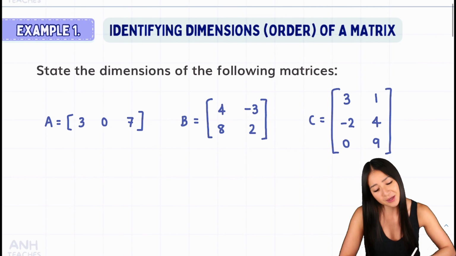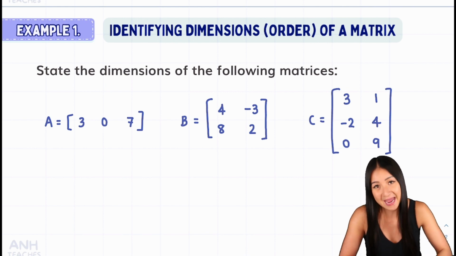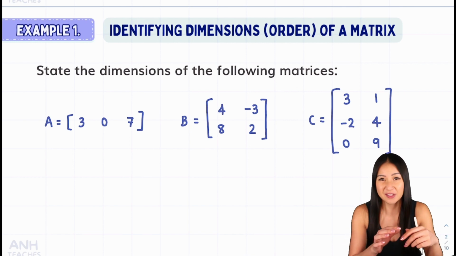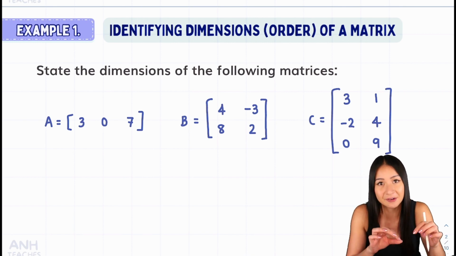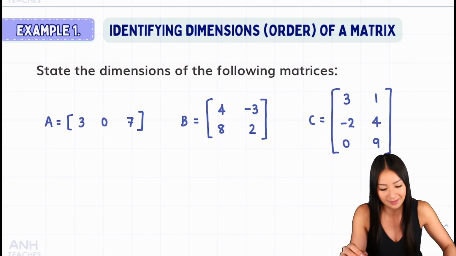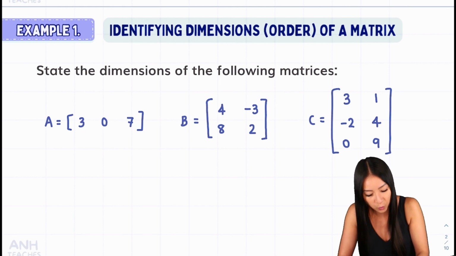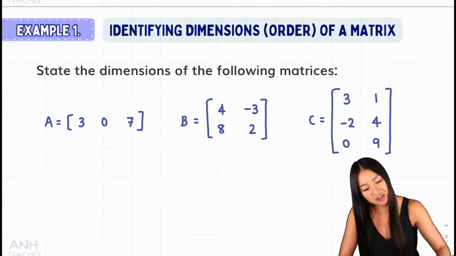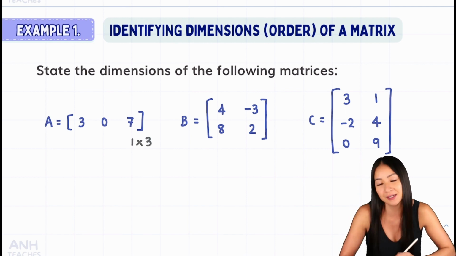So this question is asking us to state the dimensions of the following matrices. Notice that when we name matrices, we actually use capital letters. When we use a lowercase letter that corresponds to the name of the matrix, we start referring to the individual elements within that matrix. Anyway, matrix A here has 1 row and 3 columns. So it is simply a 1 by 3 matrix.